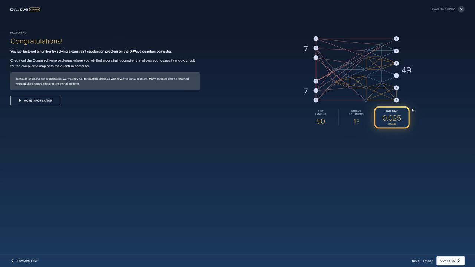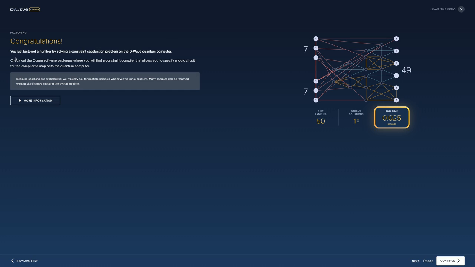And it took how long? Runtime, 0.025 seconds. That is one 40th of a second, 25 milliseconds. Wow, that's awesome. And what is this one? Unique solution, 1 of samples 50. Okay, let's read it. Congratulations. You just factored the number by solving a constraint satisfaction problem on the D-Wave quantum computer. You!